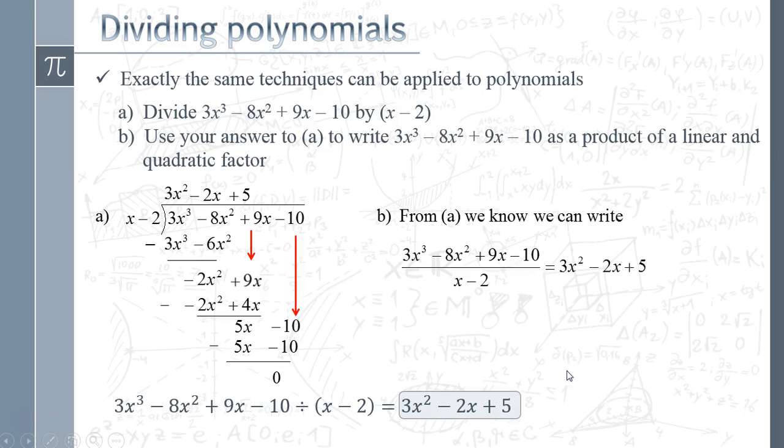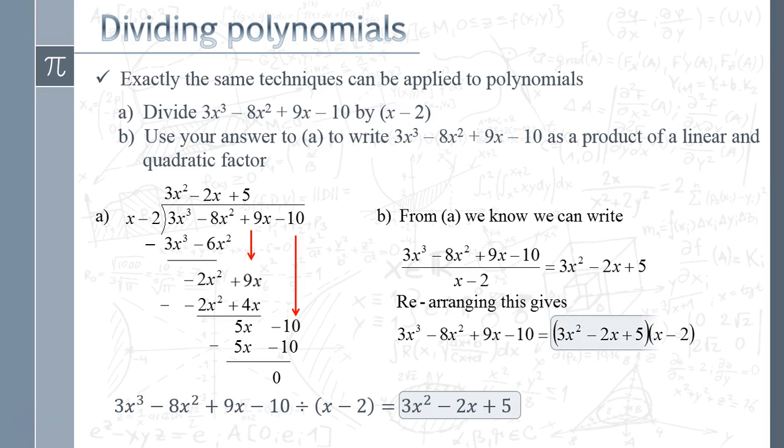So we know that we can write division essentially as a fraction. That's the sum we just did. We said, okay, let's take this cubic divided by x minus 2. All we're going to do now is simply rearrange that, move the x minus 2 over to the other side, where it becomes a multiply, and so now there we go, we've got our cubic written as a product of a quadratic and a linear factor.